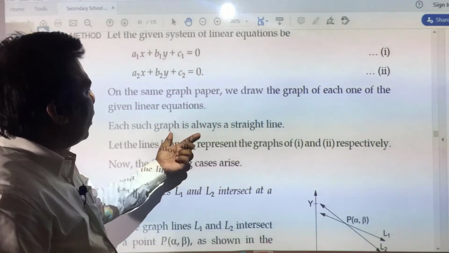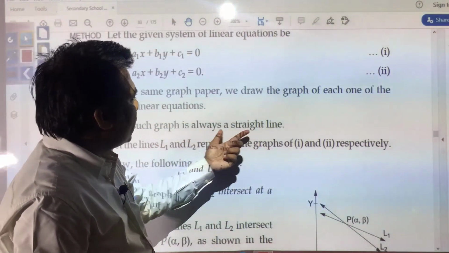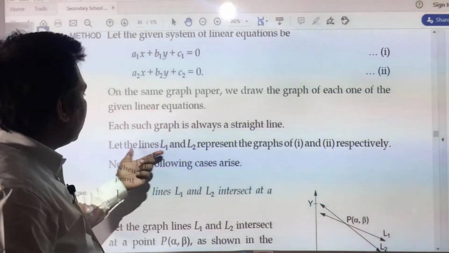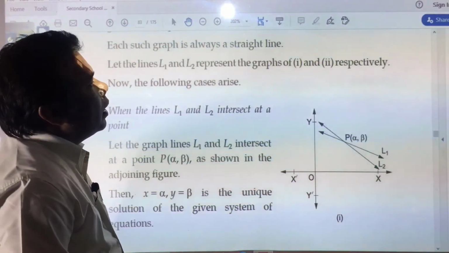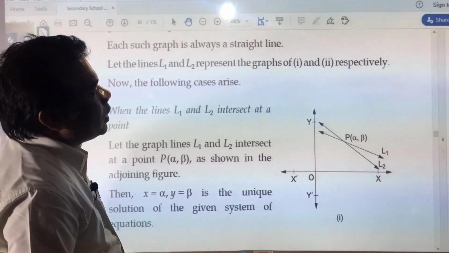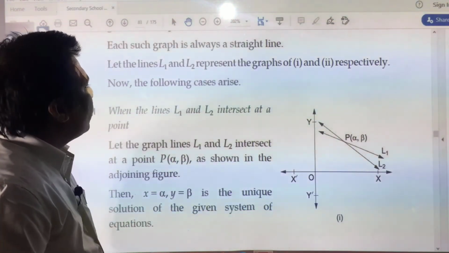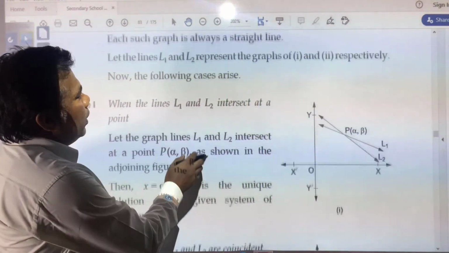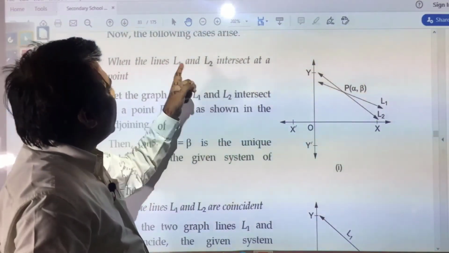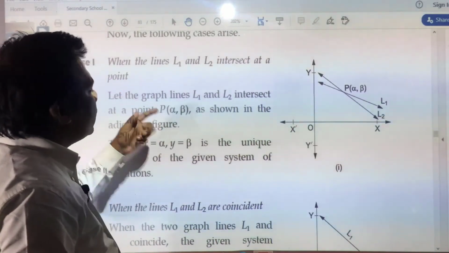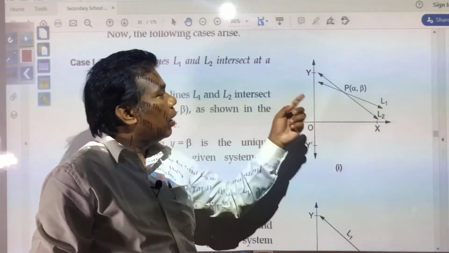Each such graph is also always a straight line. Let the lines L1 and L2 represent the graphs of equation 1 and equation 2 respectively. Now, the following cases arise. Here you see, case 1 is when the lines L1 and L2 intersect at a point.